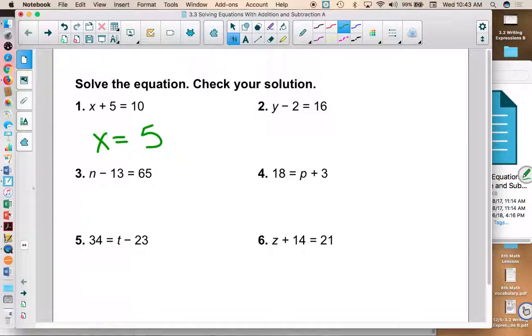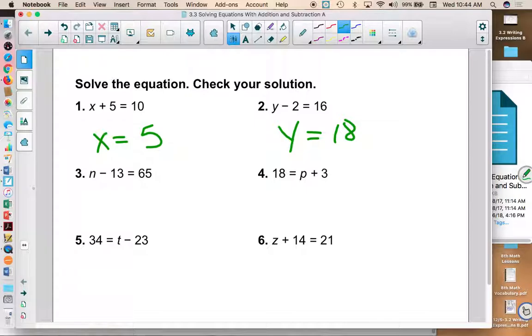Yes. What about number 2? y minus 2 equals 16. y equals what, Sophia? Sophia says y equals 18. How do you know it, Sophia? 16 plus 2 is 18. Good. Number 3. These are what we call one-step equations.